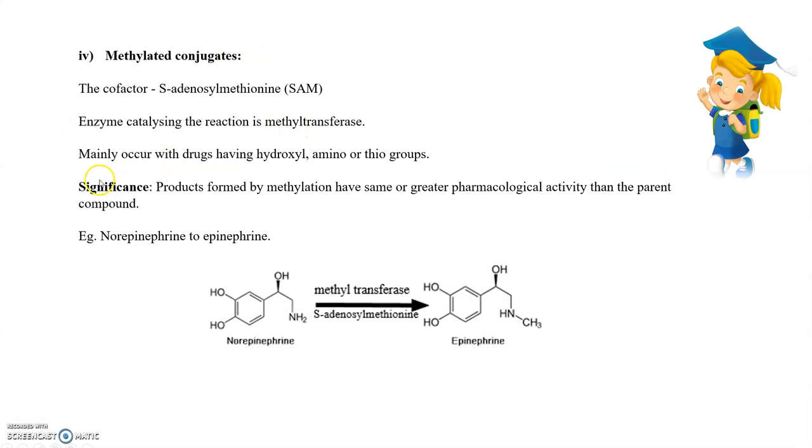So the fourth one is methylated conjugate. Here, who is the donor? The cofactor is S-adenosyl methionine. And who is performing this reaction? That is the enzyme methyltransferase, methylated conjugate, so methyltransferase.